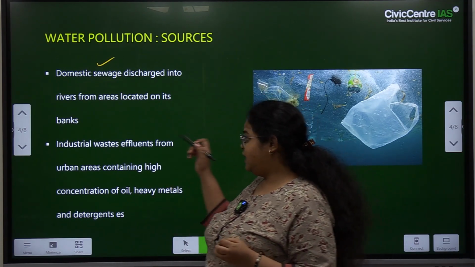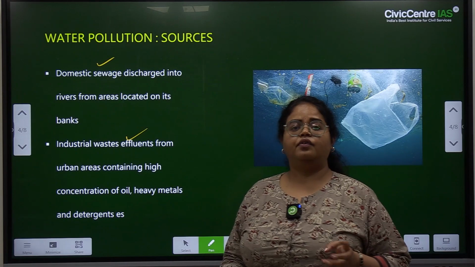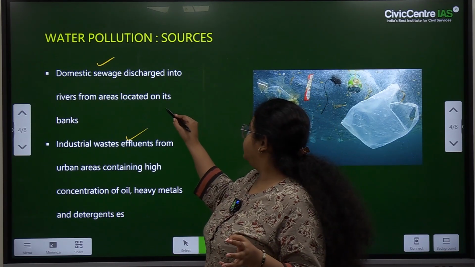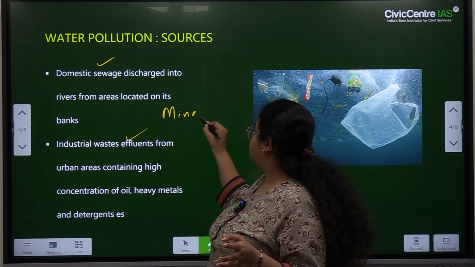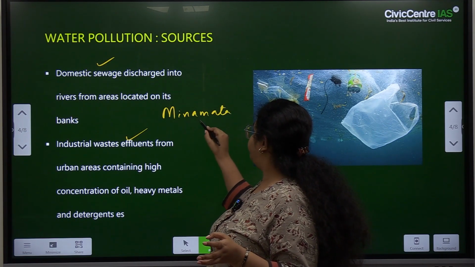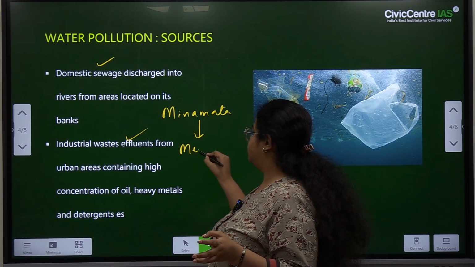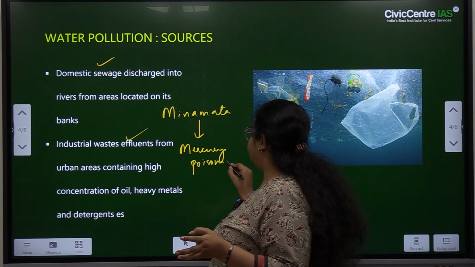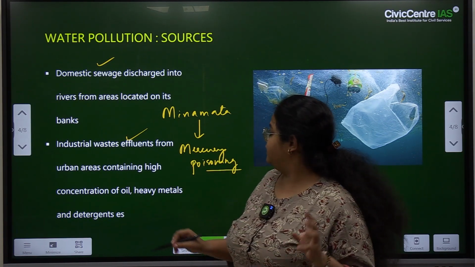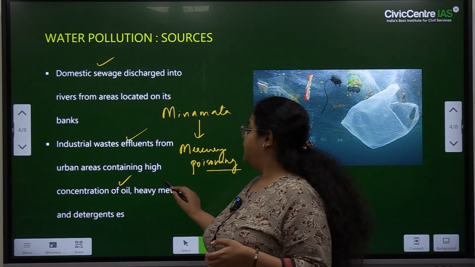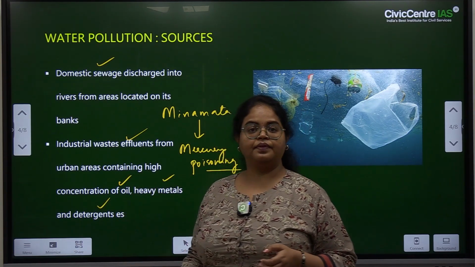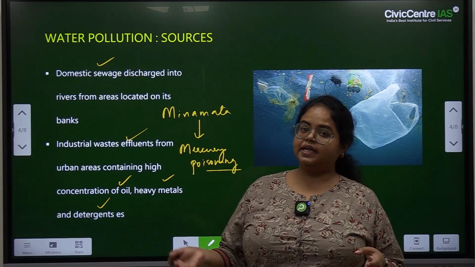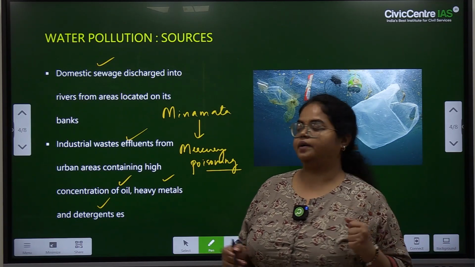Later, industrial waste effluents. We know that effluents like vinyl chloride, when discharged in Minamata Bay, caused mercury poisoning in humans. So these effluents from the industries, which contain high concentrations of oil, heavy metals and detergents, tend to pollute the water bodies and hence affect the organisms and also the environment.